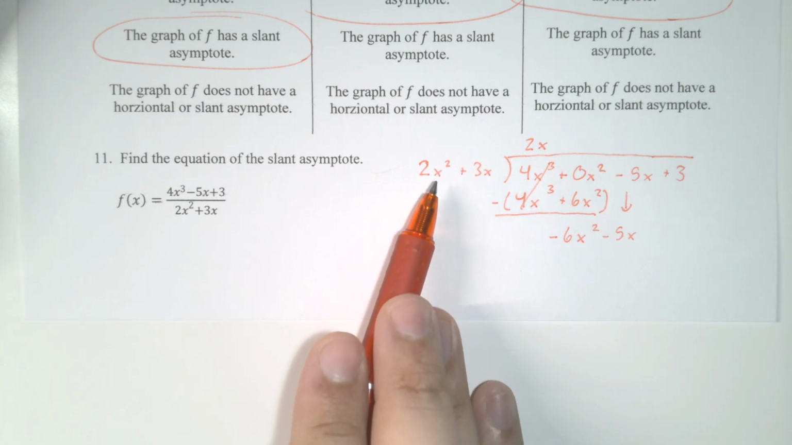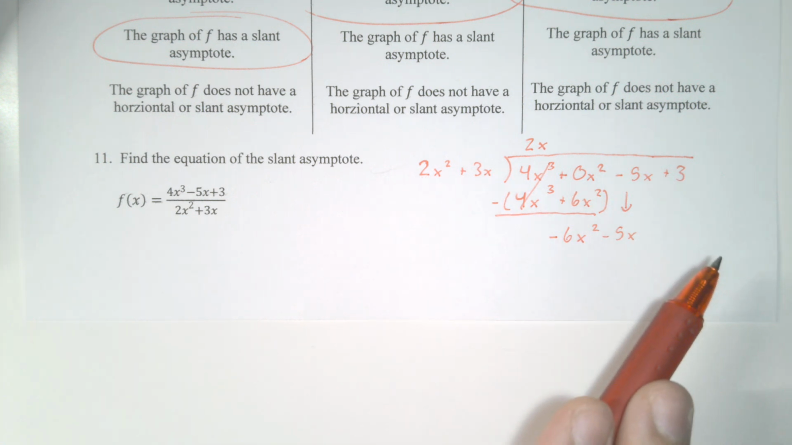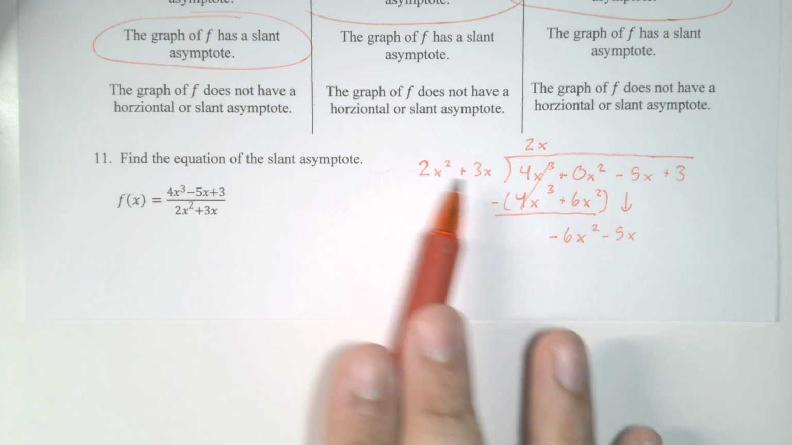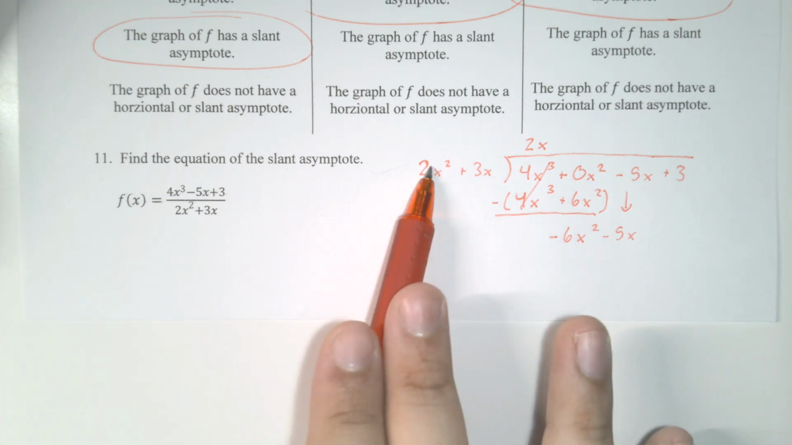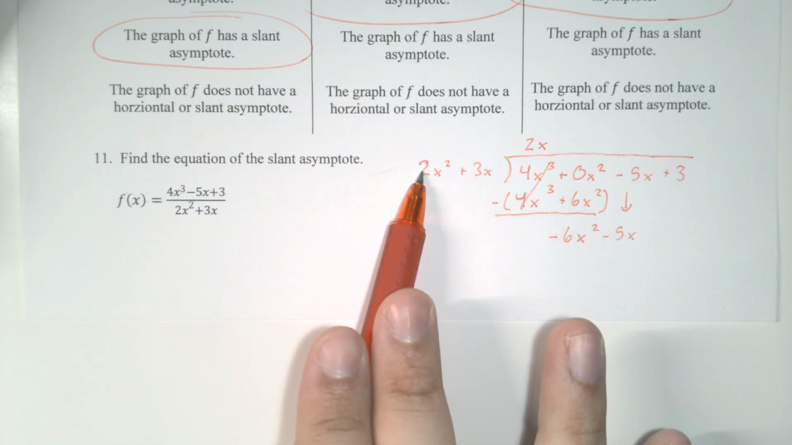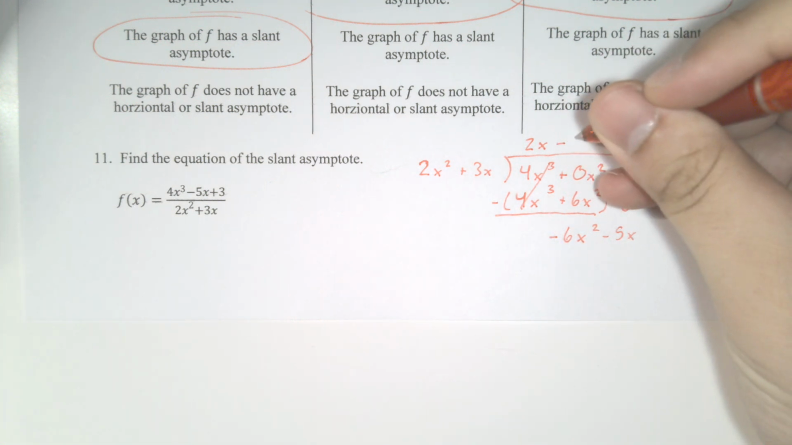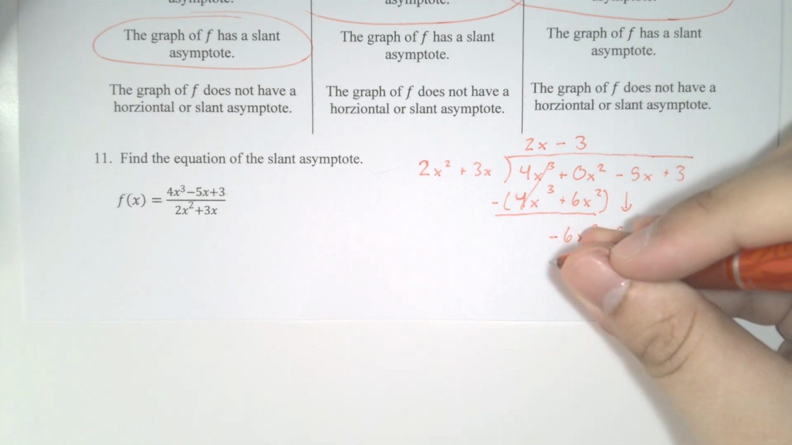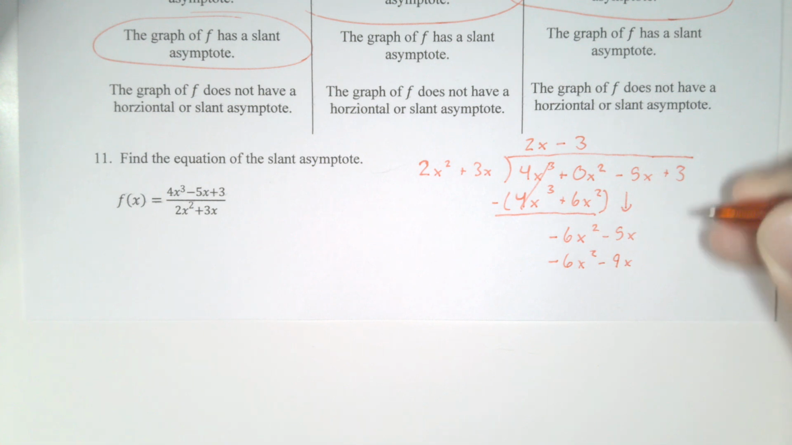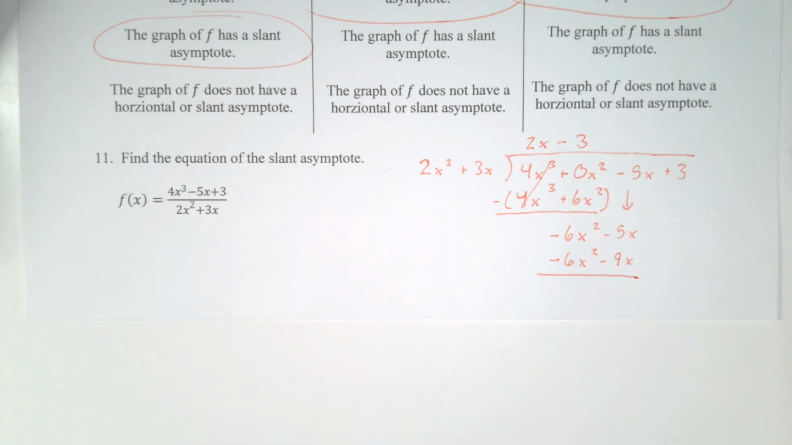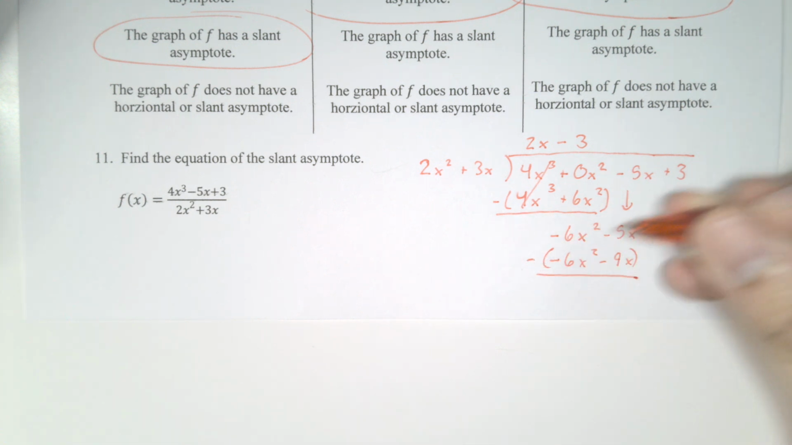We ask ourselves, 2x squared times what gives us negative 6x squared? Well, we already have an x squared for both of these terms, so really all we need to do is multiply this by negative 3 to get negative 6. So if we multiply by negative 3, we get negative 6x squared, and then minus 9x. And we can do our subtraction and finish out our long division.